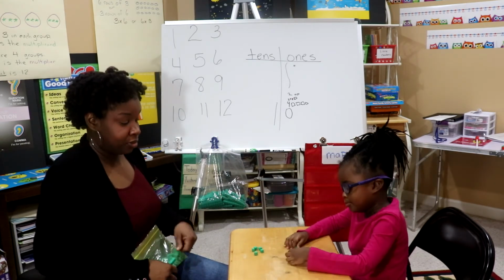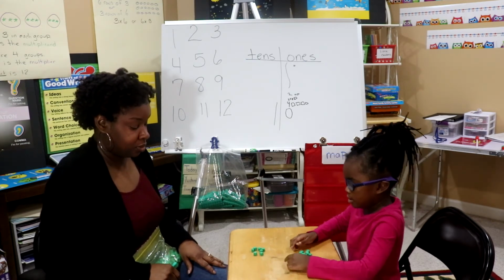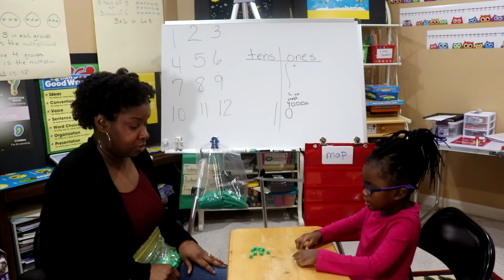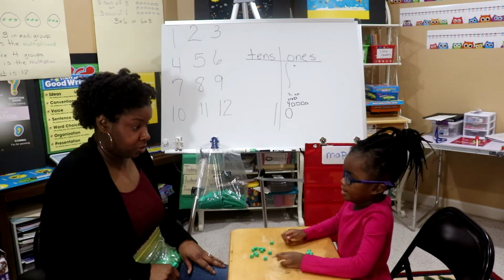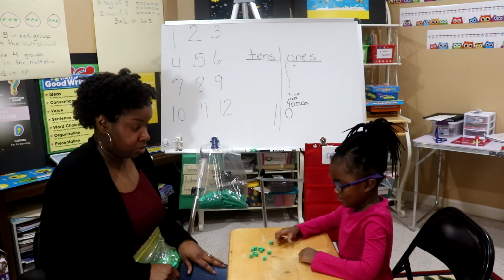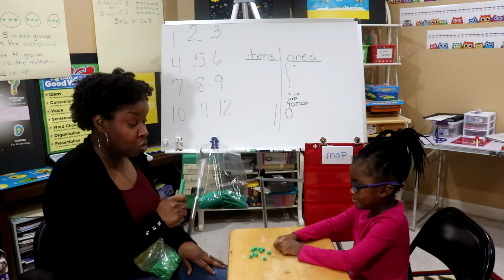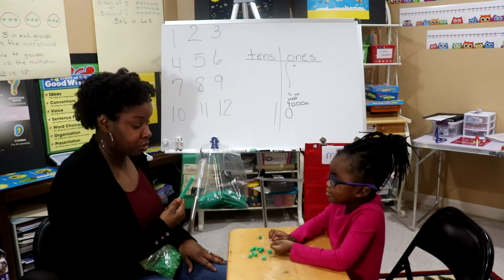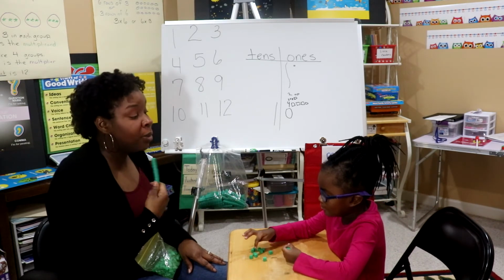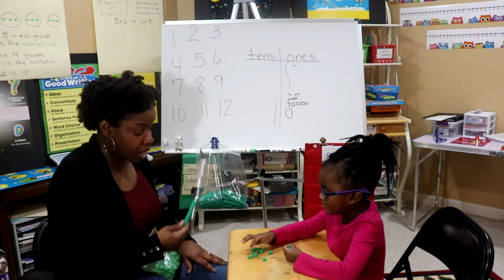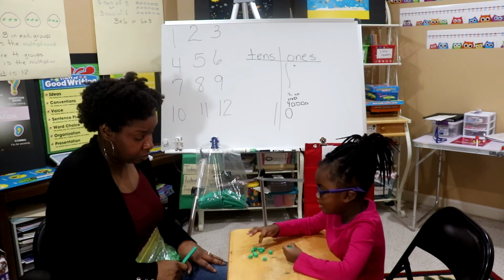1, 7, 8, 9, 10, 11. So how many ones are you trying to give me? Let me restart the count so I know. Okay, so tell me, how many are you supposed to give me though? 10. Okay. 2, 3, 4, 5, 6, 7, 8, 9, 10.